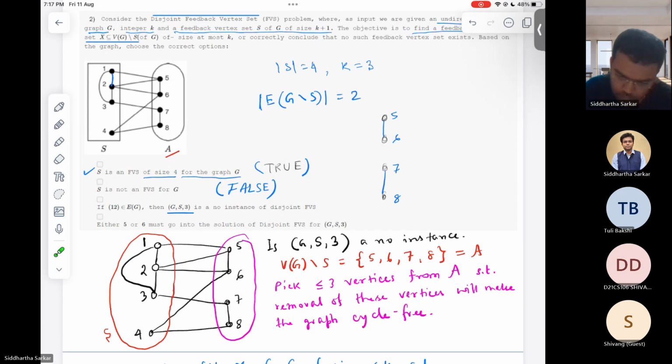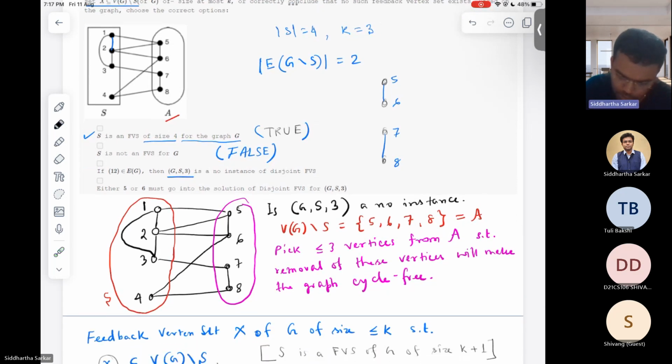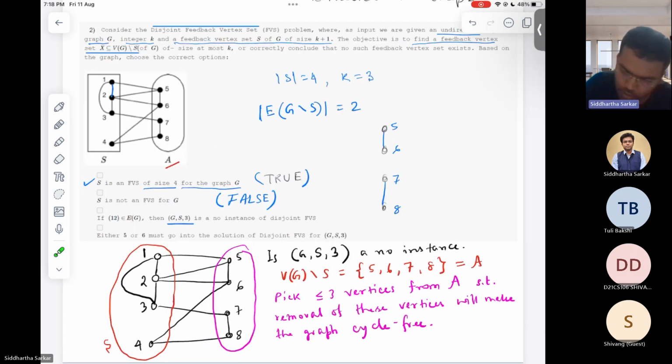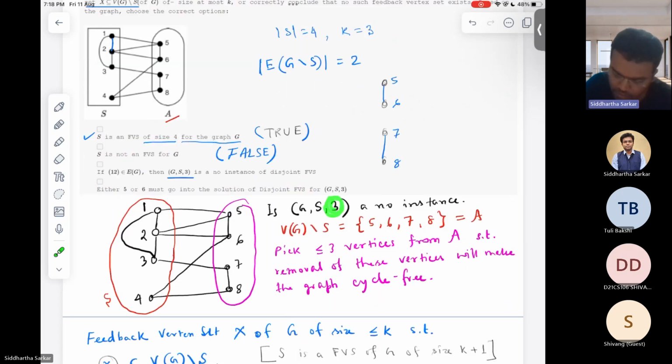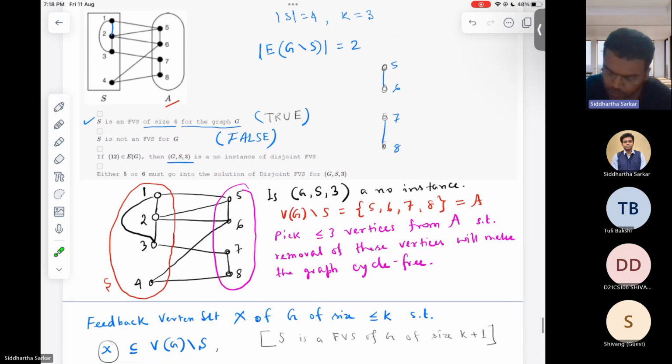Actually, let me write it down. Oh, it is already, as you can see. So the third parameter is k, right? So see, the instance is in general G comma S comma k. So here k is 3. Somebody has given you a feedback vertex set of size 4, and which is that feedback vertex set? This.